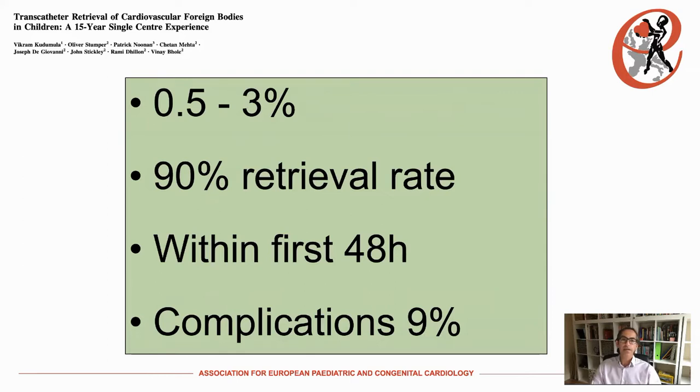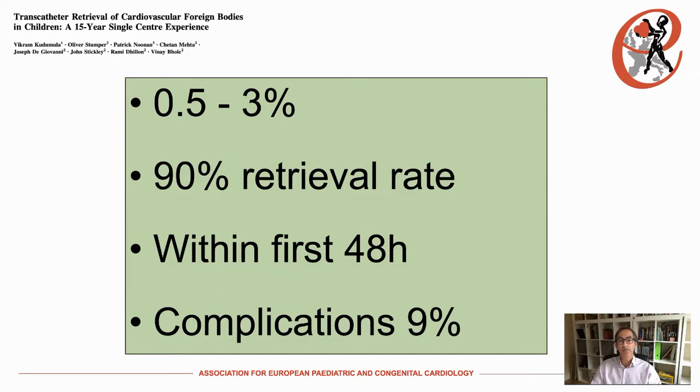This 15-year review by Kudumula and colleagues from Birmingham Children's Hospital in the UK of transcatheter retrieval of cardiovascular devices in the pediatric age gives a general insight into the nature of the problem in terms of frequency, efficacy, and morbidity. And I've used it as a starting point. In their series, the overall embolization rate among the different devices varied between 0.5 and 3%. In their hands, retrieval was possible in up to 90% of the cases.